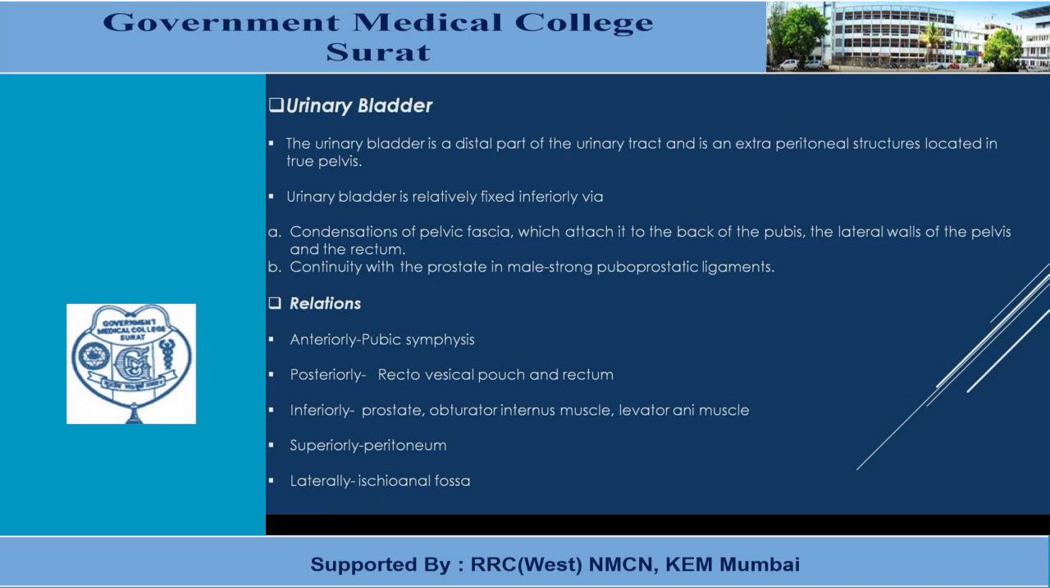Urinary bladder relations. Anteriorly, it is the pubic symphysis. Posteriorly, the rectovesical pouch and the rectum. Inferiorly, the prostate, obturator internus muscle and levator ani muscle. Superiorly, the peritoneum, and laterally the ischioanal fossa.